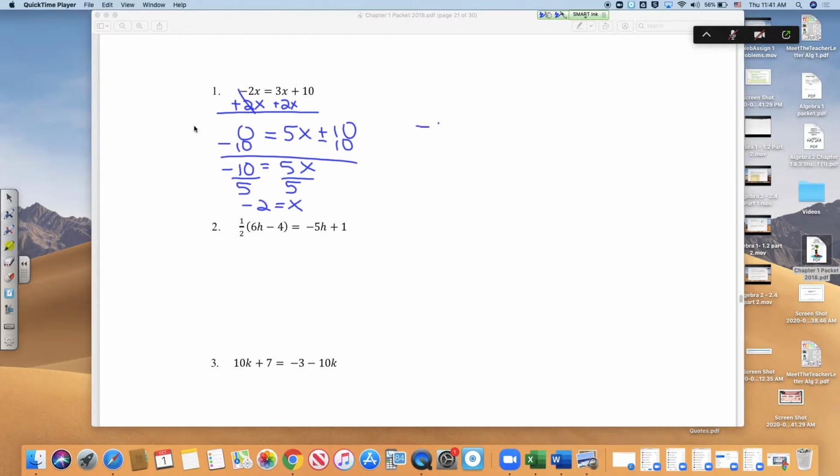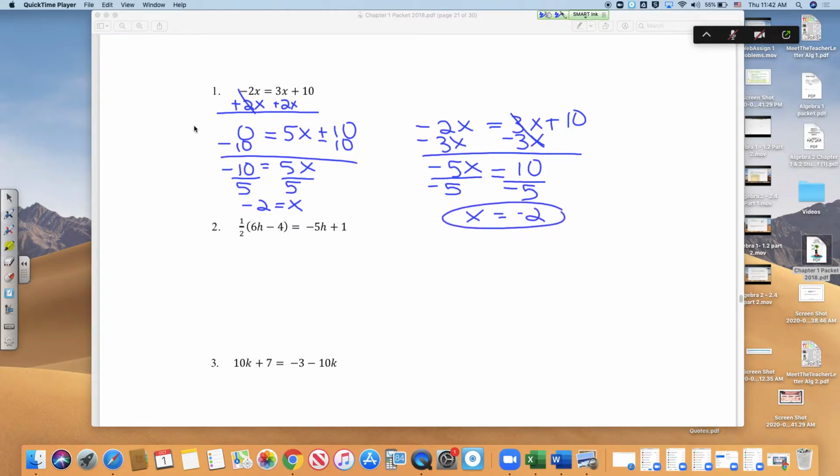Looking at this problem and solving it differently, if you wanted to keep the negative 2x where it was and move the 3x, we would subtract 3x, because remember, you're always doing the opposite of what's happening to cancel out one of the variables. Negative 2x minus 3x is a negative 5x. So you have negative 5x equals 10. Dividing this by negative 5, you'll get x is equal to negative 2. Same answer, just a different process.